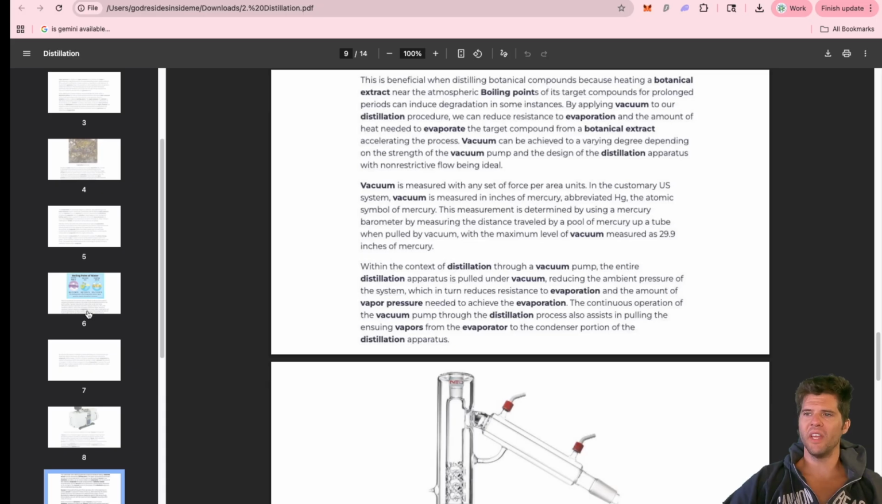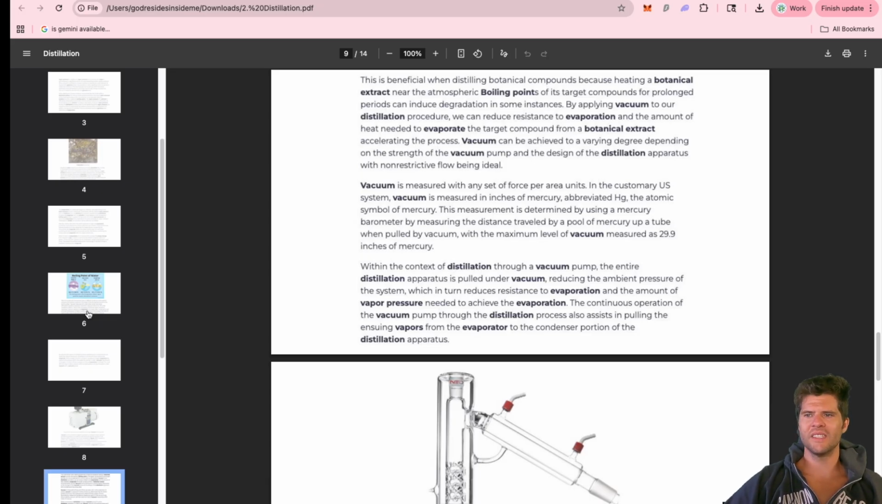Vacuum is measured with any set force per area units. In the customary U.S. system, vacuum is measured in inches of mercury, abbreviated Hg, the atomic symbol of mercury. This measurement is determined by using a mercury barometer, measuring the distance traveled by a column of mercury up a tube when pulled by a vacuum, with the maximum level of vacuum measured as 29.9 inches of mercury.